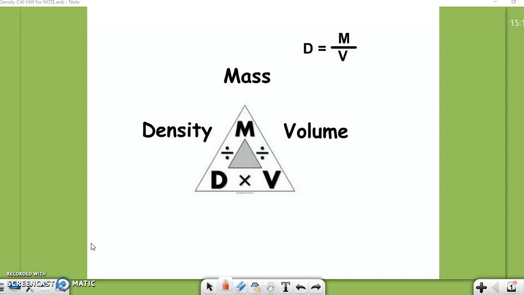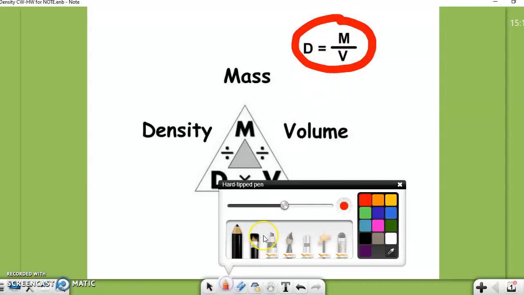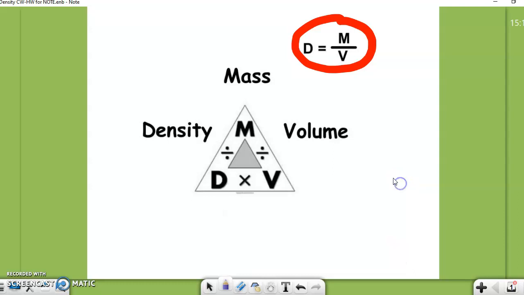And density relates to volume, as you can see, because density actually equals our mass divided by our volume. Now, we want to make sure when we're thinking about this formula, density equals mass divided by volume, that we are actually able to manipulate that formula and solve for different parts of the formula. So let's think about this. If density equals mass divided by volume, what does mass equal?